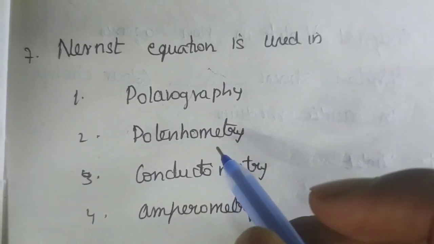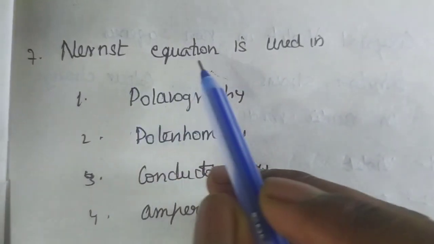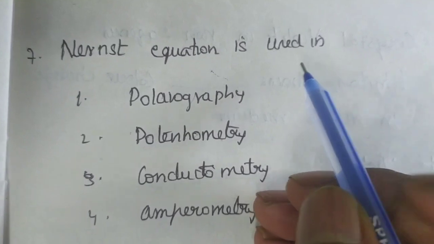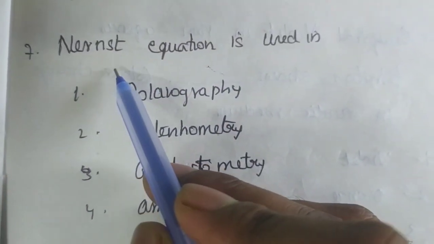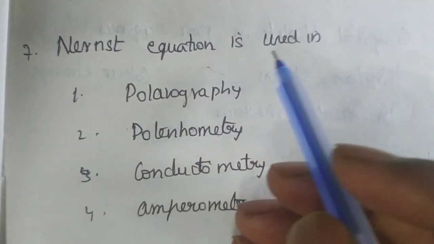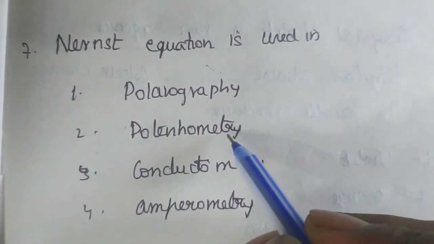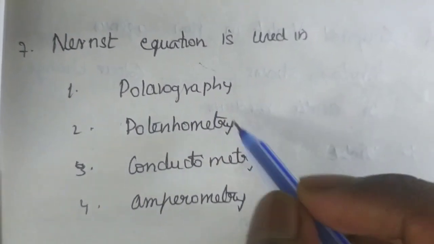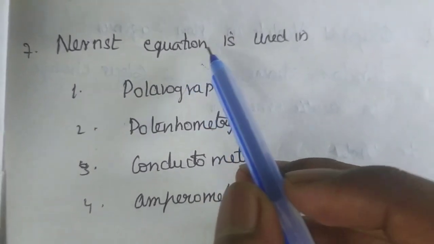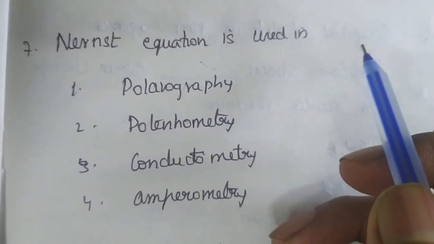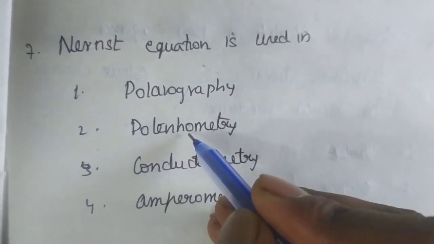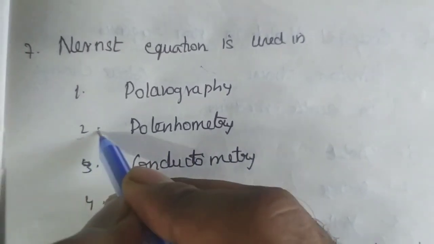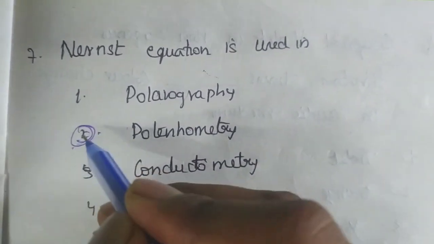Let's come to the questions. Question number 7: the Nernst equation is used in. The options are polarography, potentiometry, conductometry and amperometry. The Nernst equation is actually used to determine the cell potential. So the probable answer is potentiometry. So it is the correct answer, potentiometry.